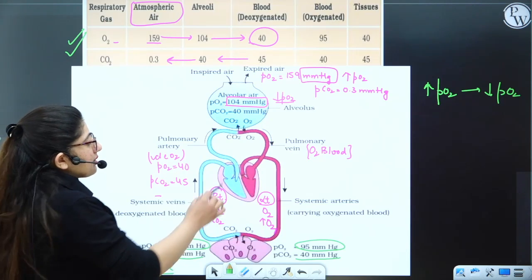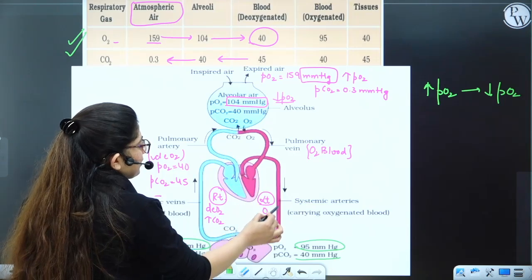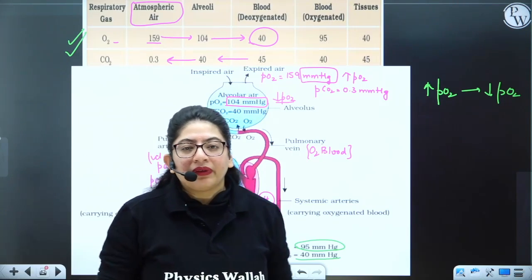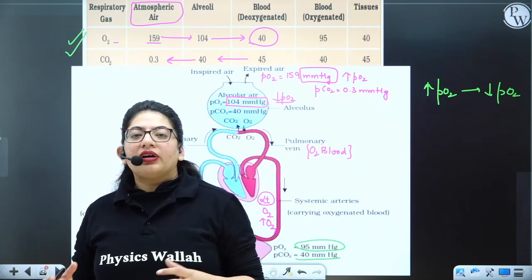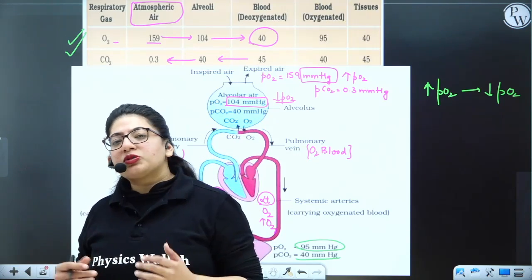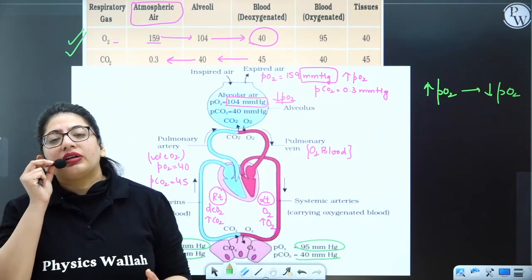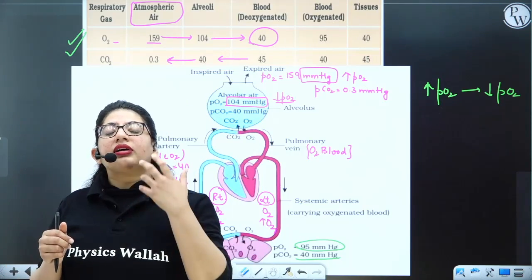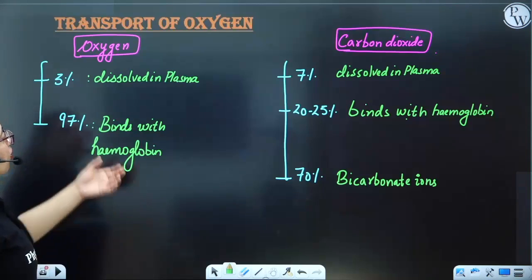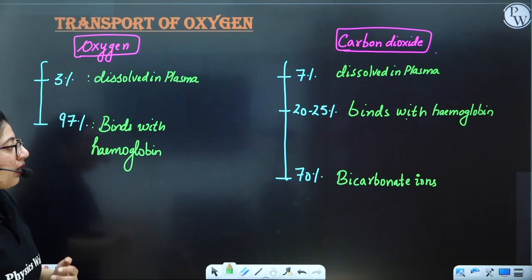Now, as this blood is transporting the gases, that means it is acting as a vehicle, like a truck where you have loaded all your products. Now it is moving from one state to another, right? So let's talk about that truck, or let's talk about that transport of your gases. Since we have two gases here, one is oxygen, another is CO2. Now how do they travel inside the blood?